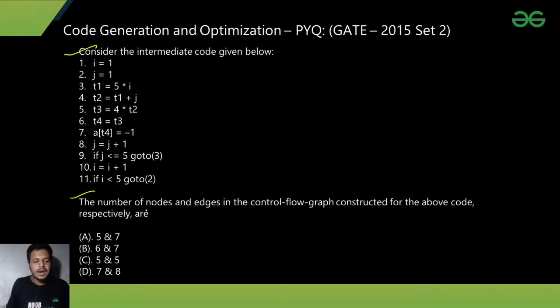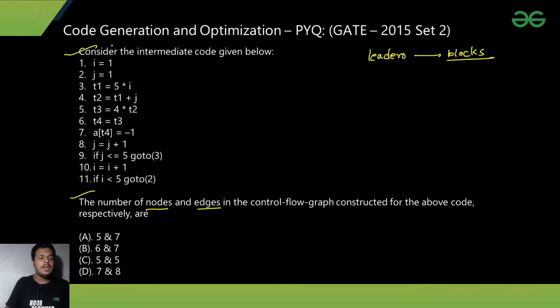Okay, so we need to find the number of nodes and the number of edges in the control flow graph. To make the control flow graph, I told you in the previous content videos that we need to find the leaders. We need to find the leaders and eventually the blocks, the basic building blocks, and after that we can do the flow generation.